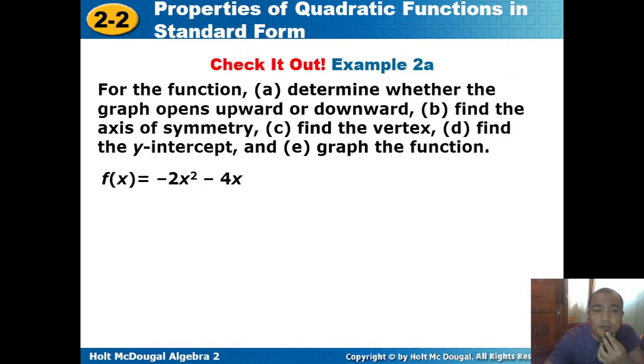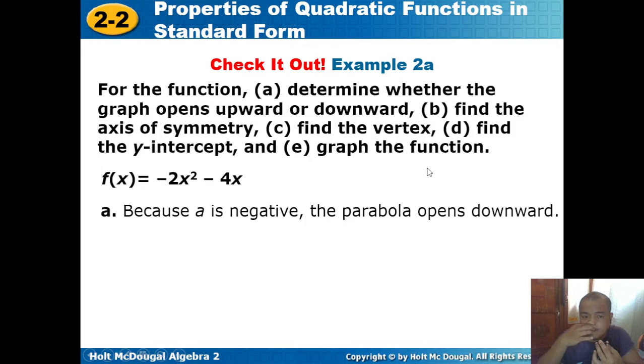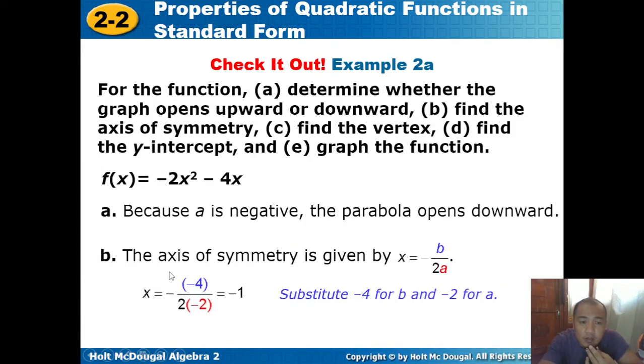Okay, check it out. For the function f of x equals negative 2x squared minus 4x, determine whether the graph opens upward or downward. Find the axis of symmetry, find the vertex, find the y-intercept, and graph the function. So because a is negative, the parabola opens downward. Now to solve for the axis of symmetry, x equals negative b over 2a. So the answer is negative 1. x equals negative 1 is the line of symmetry.